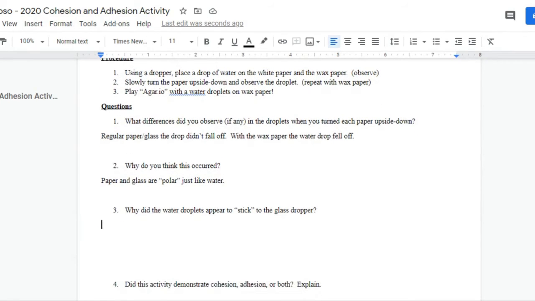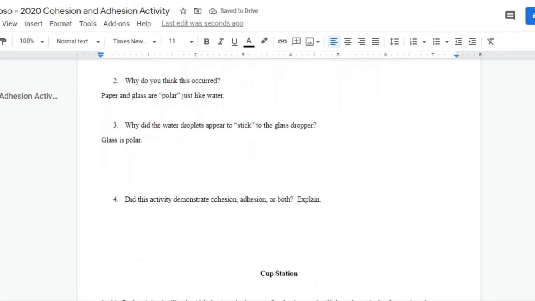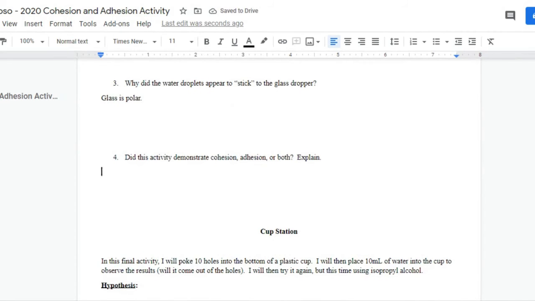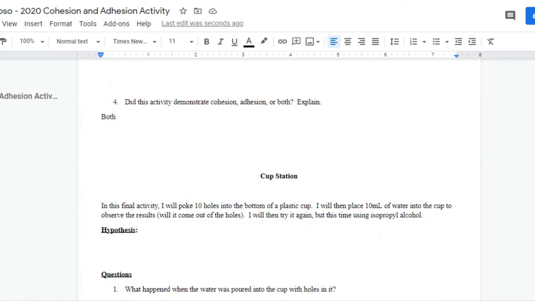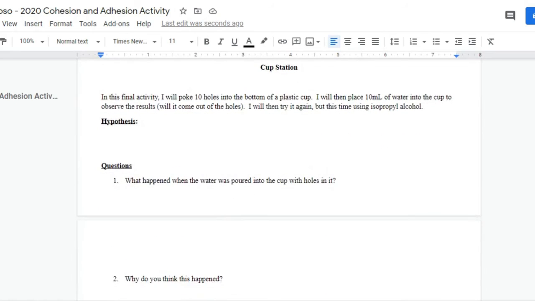Why did the water droplets appear to stick to the glass dropper? So this when I was playing Agar.io and I was dragging the drop around and eating the other drops. Well, water sticks to glass because, like I said a second ago, glass is polar. Glass is polar, so the water is attracted to the glass. Did this activity demonstrate cohesion, adhesion, or both? We're just going to put both because when the water was stuck together in a big glob of water, that's cohesion. And when that drop of water was attracted to the glass, that's adhesion.